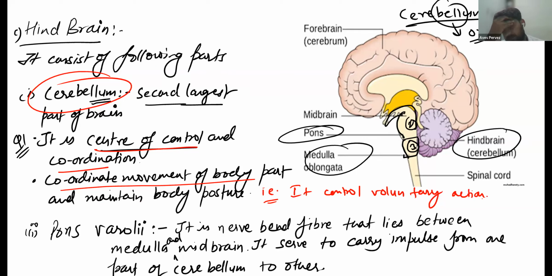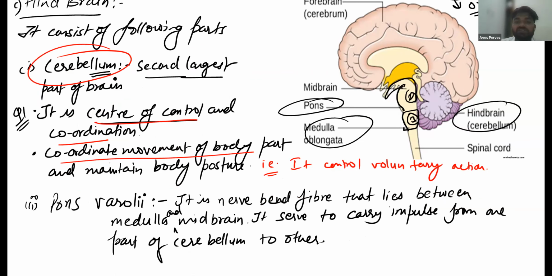Got it? Everybody? Yes, sir. So which part of the brain controls voluntary actions, the actions that are in our will? That is cerebellum. It helps in the motion, it helps in controlling coordination, movement of body part. Movement of body part is considered to be locomotion. You can write it, locomotion.